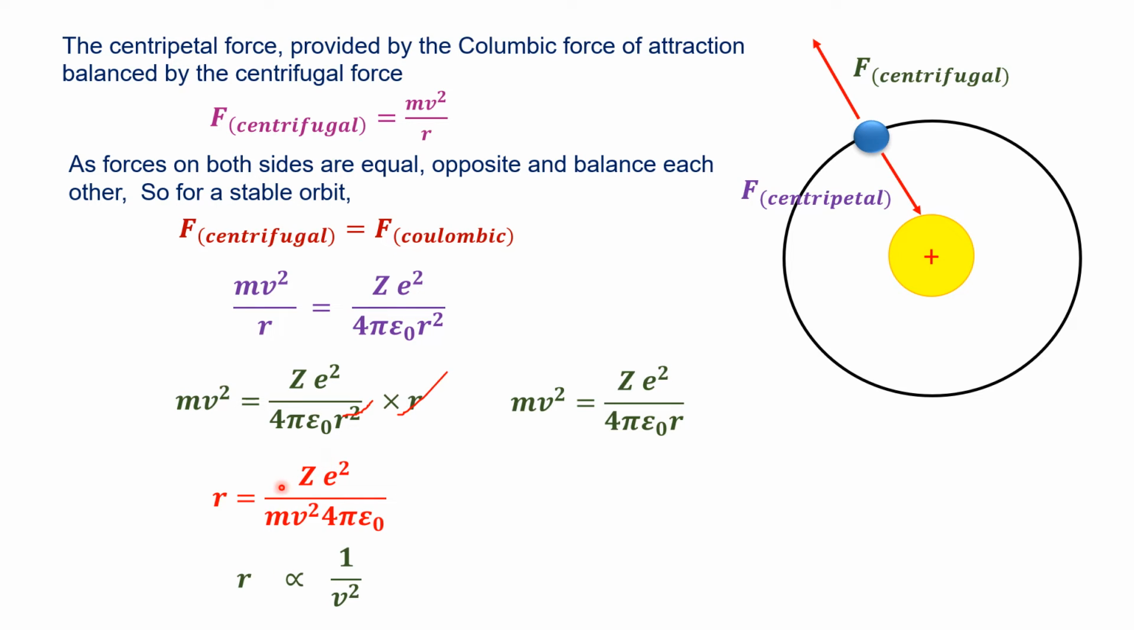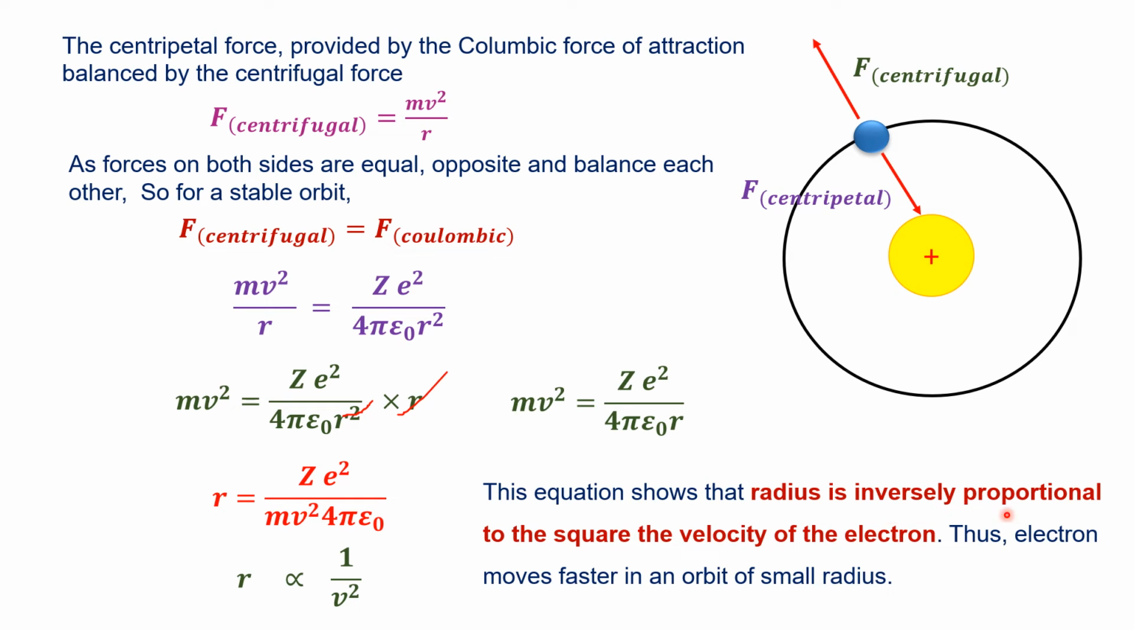If we look at this formula, z is constant, e square is constant, m is constant. This is the mass of electron. 4 pi epsilon naught is constant. So the values left are r and v square. So these constants are replaced by the constant of proportionality, and r is equal to 1 divided by v square. So it will show the radius is inversely proportional to the square of velocity of the electron, which shows that the radius and square of velocity have an inverse relationship, which means the electron will move faster in an orbit of smaller radius.